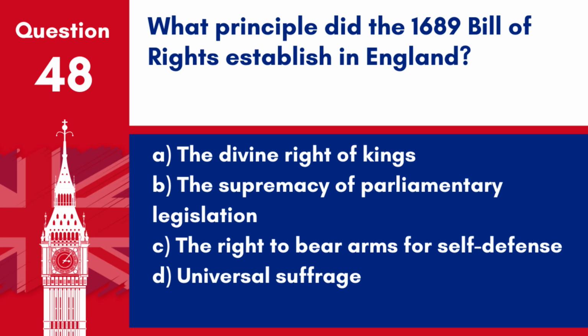Question 48. What principle did the 1689 Bill of Rights establish in England? A. The divine right of kings. B. The supremacy of parliamentary legislation. C. The right to bear arms for self-defense. D. Universal suffrage. Answer B. The supremacy of parliamentary legislation. The 1689 Bill of Rights established several important principles, including the supremacy of parliamentary legislation over royal prerogatives.